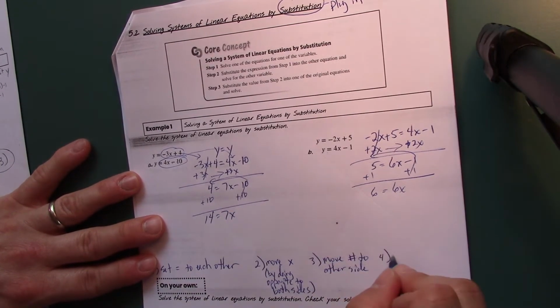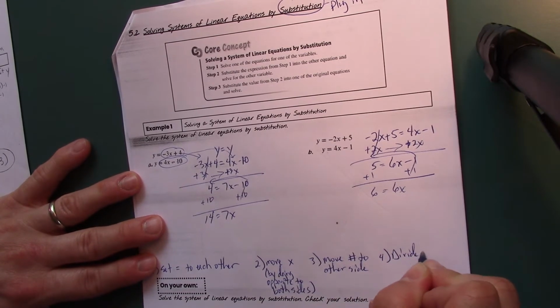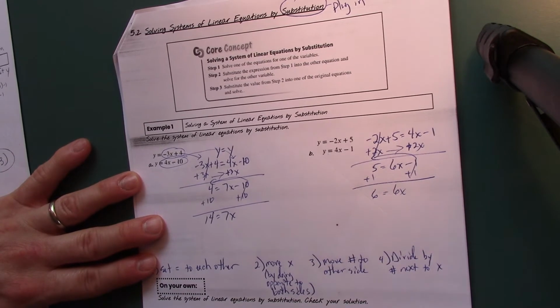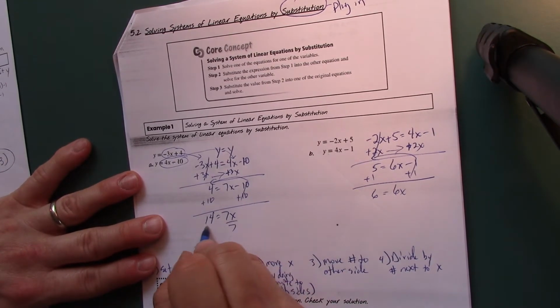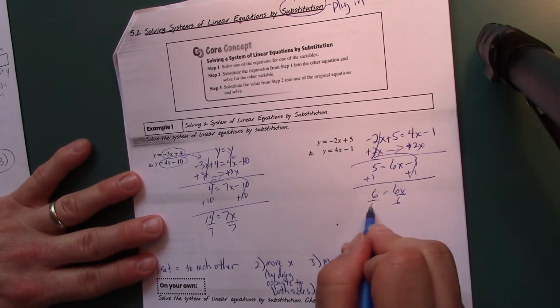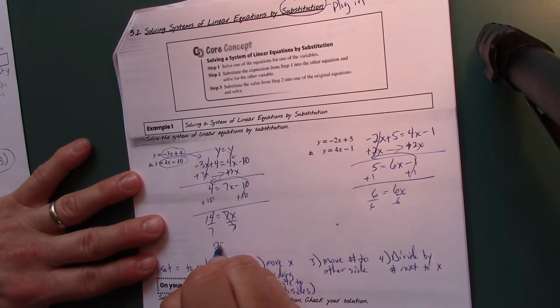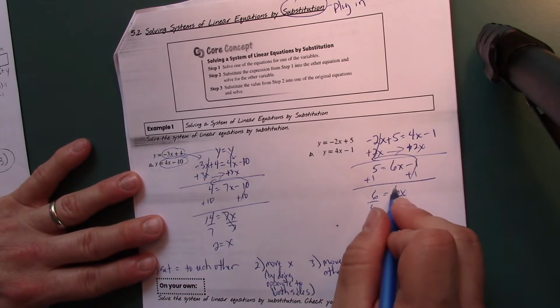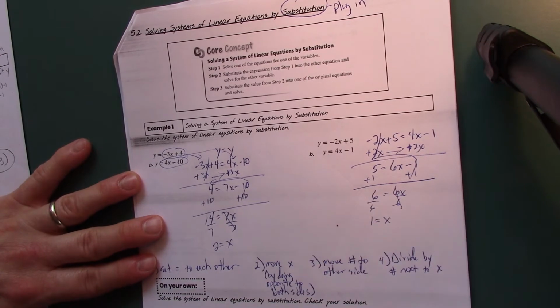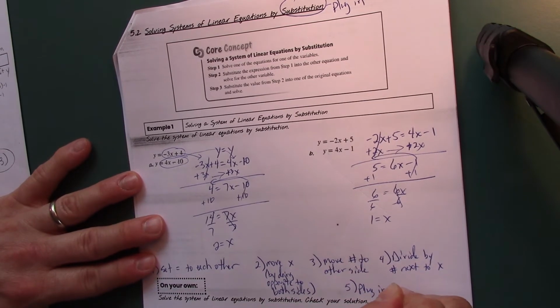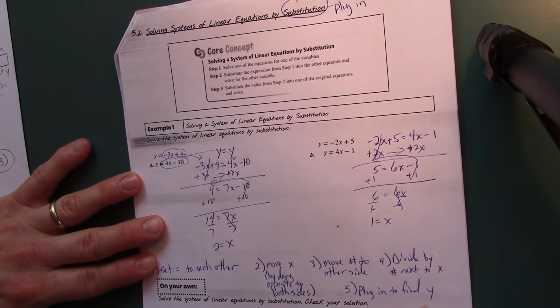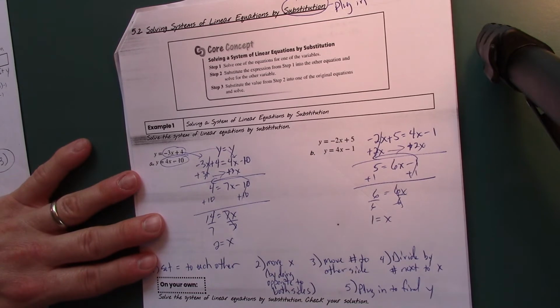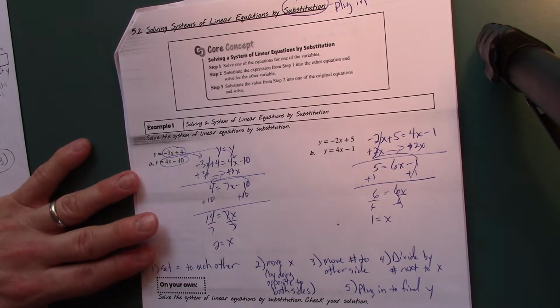And then the last step is divide by number next to x. So divide by 7 to both sides, divide here by 6 to both sides, those cancel, 2 equals x, those cancel, 1 equals x, and then the fifth step, and pretty important, is plug in to find y. And does it matter which one you plug it into? It shouldn't. You should get the same answer either way.